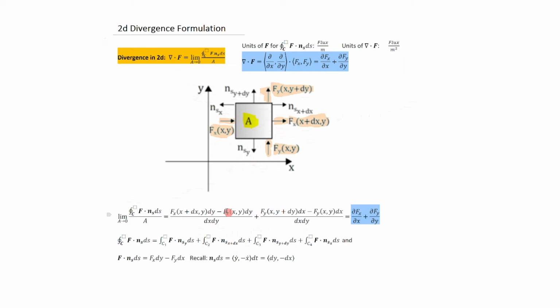Okay, there are 4 line segments, 1, 2, 3, 4. But I've grouped these so that I've got the Fx's together and the Fy's together. If you go through this calculation here, then you have F of x plus dx, y minus F of x, y, times dy. And divide it by dx in the limit, because it's a limiting process. That's dFx partial x. But you have a dy on top and a dy on the bottom, and they cancel out. Similarly on this side, this would be dFy partial y, but you have dx on top and dx on the bottom, so they cancel out. So the final result is this.